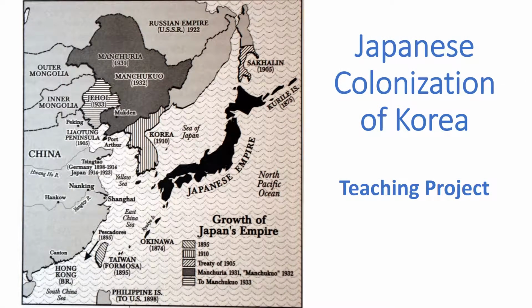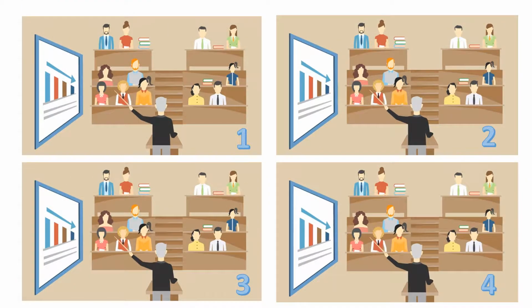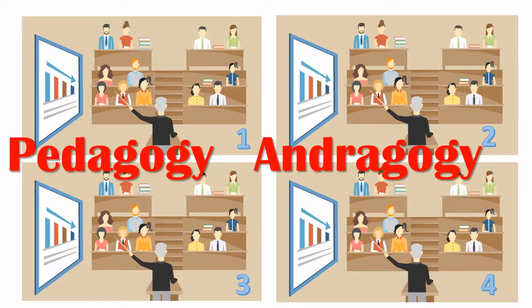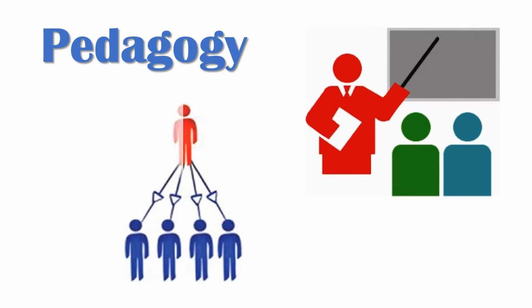For this project, I decided to teach about Japanese colonization of Korea. Two teaching sessions had a pedagogical approach, while the other two had an andragogical approach. Pedagogy tends to be a one-directional teaching method, with a teacher being in front of the class giving a lecture that students are expected to connect to.